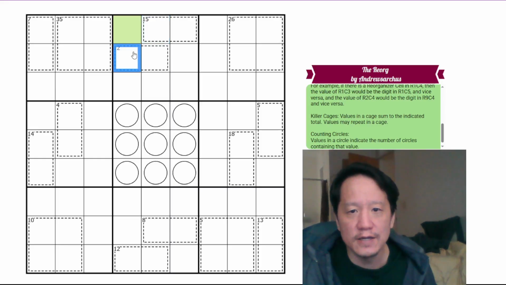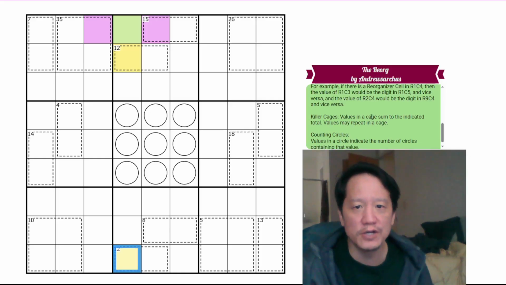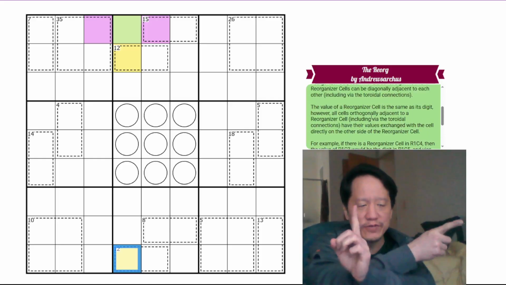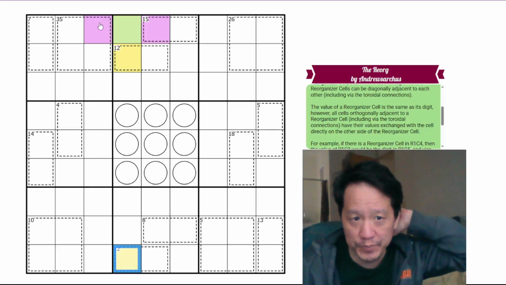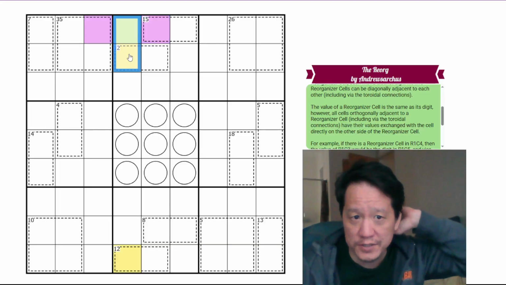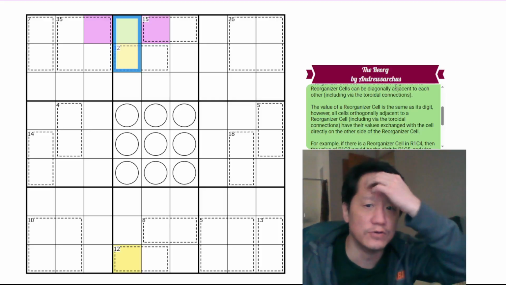And the value of row 2, column 4 would be the digit in row 9, column 4. So these two would swap values, and these two would swap values. So the reorganizer basically swaps the values of the cells it shares an edge with in the same row and in the same column. Okay, very cool.